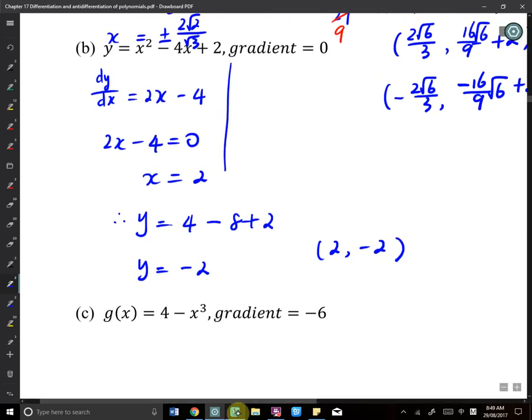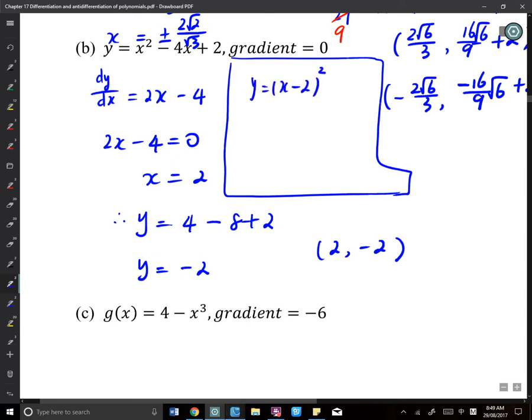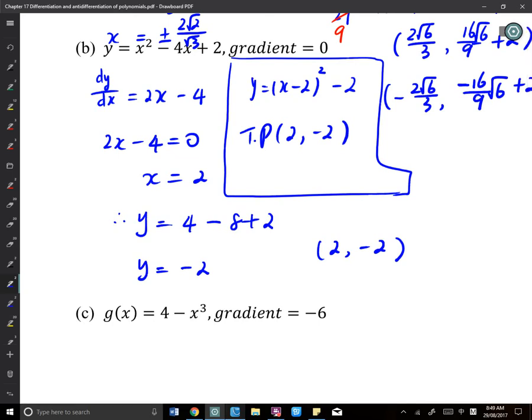Also, by completing the square, that's y equals to x minus 2 squared, minus 4 plus 2, which is minus 2. So the turning point is 2, negative 2. Okay, it is the turning point.